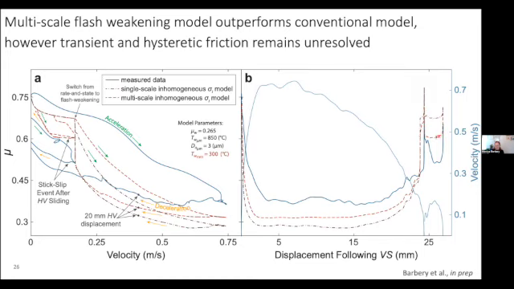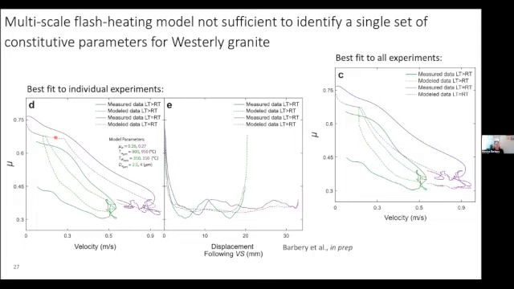You can see it here in displacement space, but also in velocity space. You can really see it more clearly here. And so it seems like using this multi-scale flash weakening, considering weakening at the asperity and at the millimeter scale, is certainly an improvement to the flash weakening model. But it's still not sufficient to identify a unique constitutive parameter set for Westerly granite.